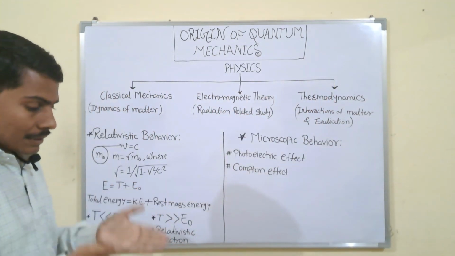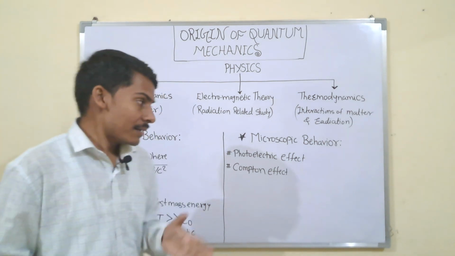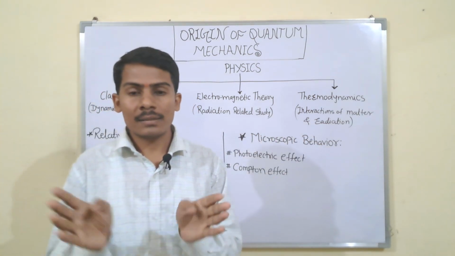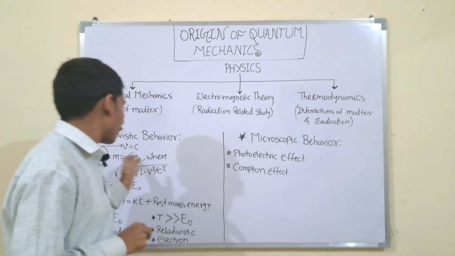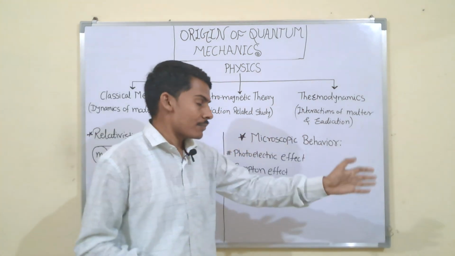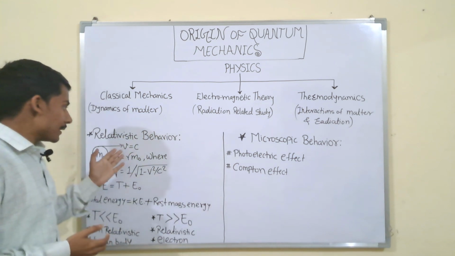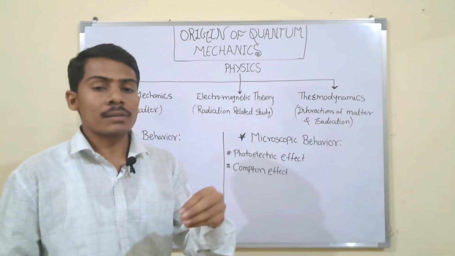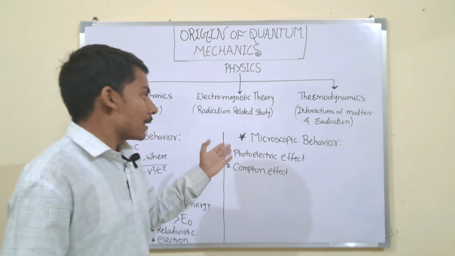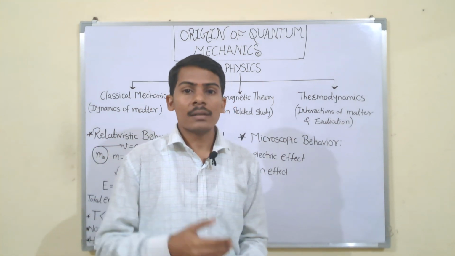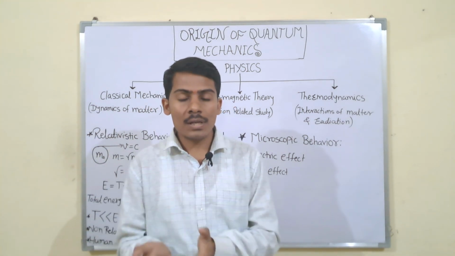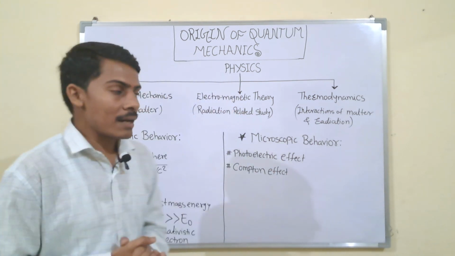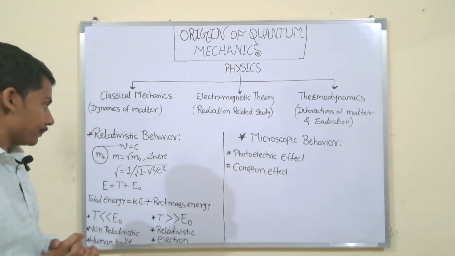Now, first, classical mechanics fails to explain relativistic behavior and microscopic behavior. We classify this into two eras: the first is relativistic behavior and the second is microscopic behavior. In relativistic behavior, we study what is relativistic and what are the examples of non-relativistic, and in microscopic behavior we explain black body radiation, photoelectric effect, Compton effect and so on. So, we will start with relativistic behavior.